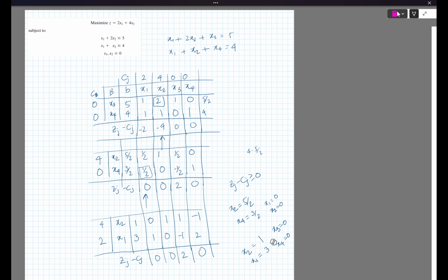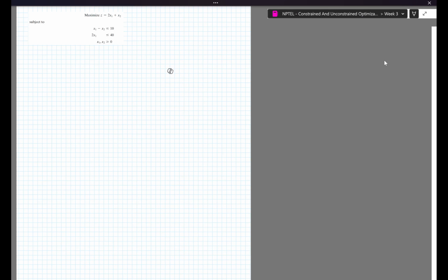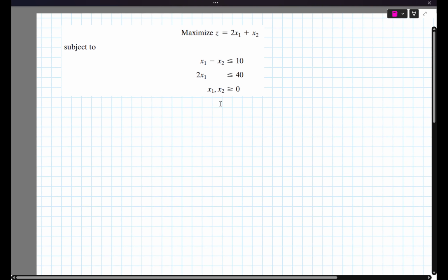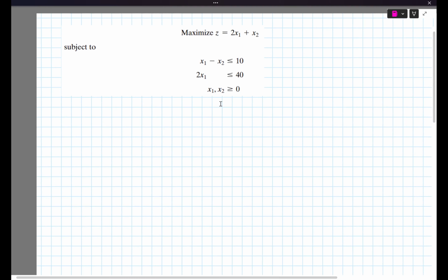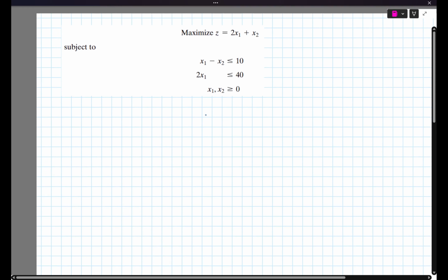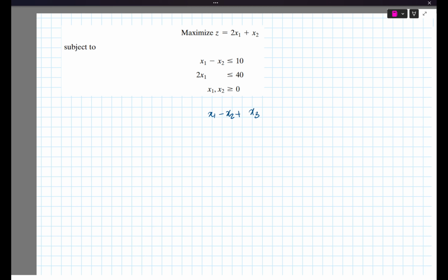Okay, let's look at a different question. So same kind of thing here. Can do x1 minus x2 plus x3 equal to 10, 2x1 plus x4 equals 40, x1 x2 greater than or equal to 0.